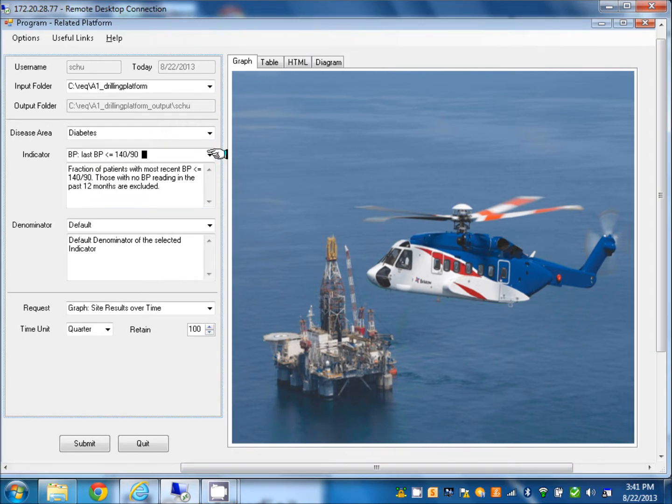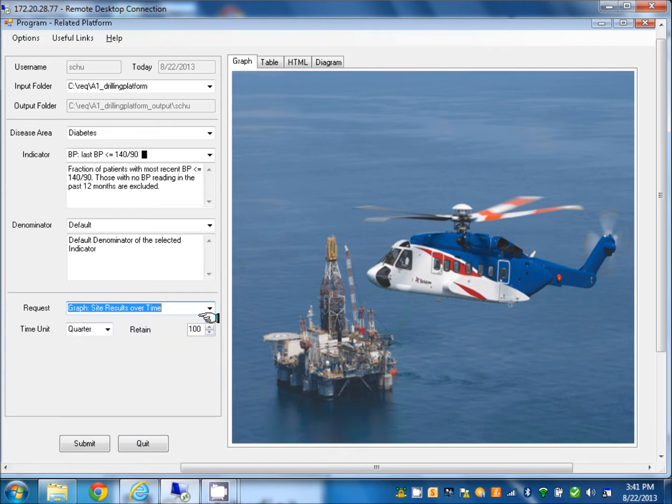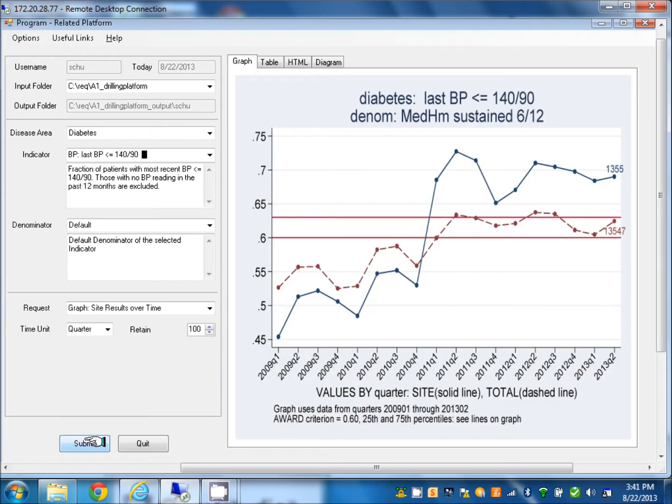Every indicator has a default denominator, or patient subgroup. The most basic summary is a graph of the site's value for the measure over time compared to the aggregate value for all sites. In this case, the request generates a graph showing the value of the measure by quarter over the past 4.5 years. The first line of the title states the disease area and the indicator selected. The second line specifies the denominator.